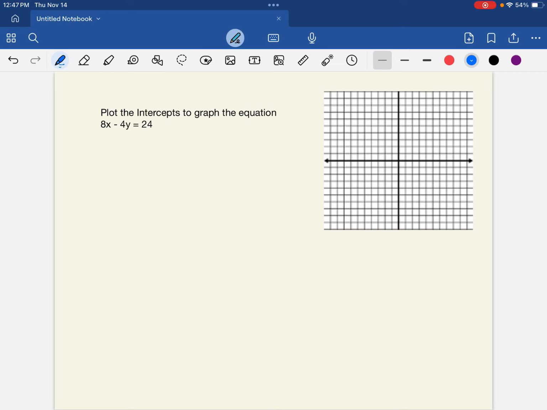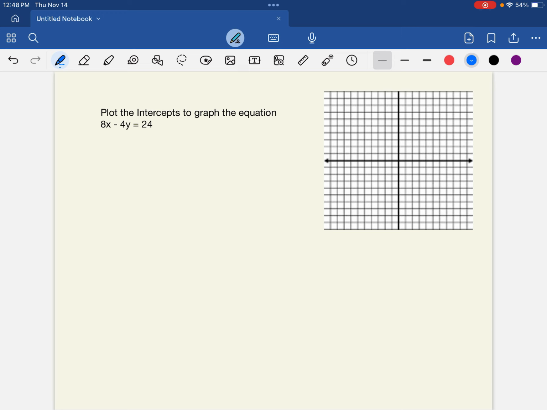Hello, in this video we're going to talk about how to graph using standard form and what the intercepts are and how we use those to graph. So in this question we see it says plot the intercepts to graph the equation. This will also help if you are just asked to find the intercepts.